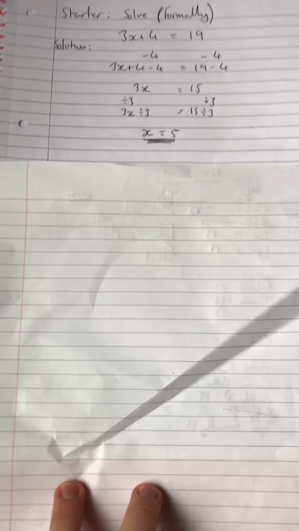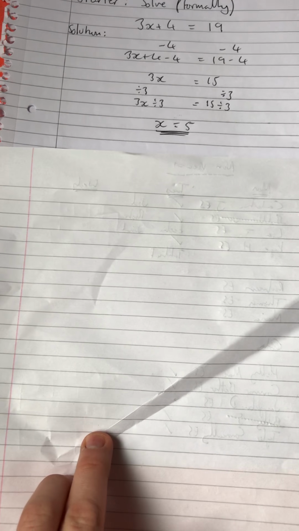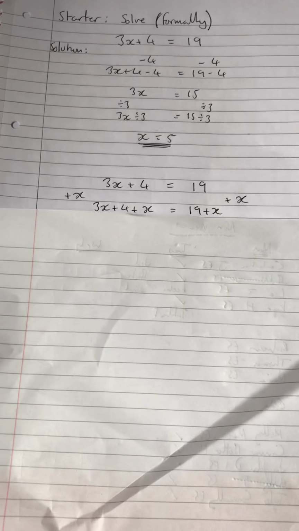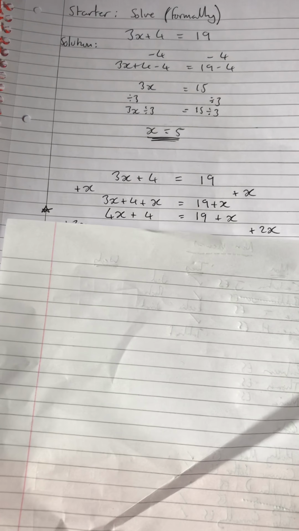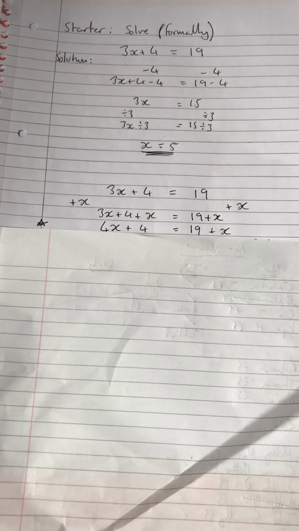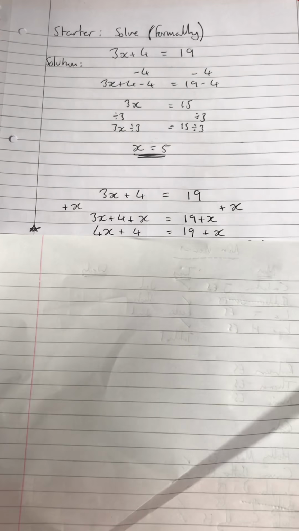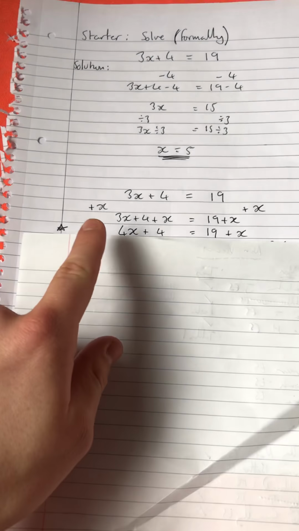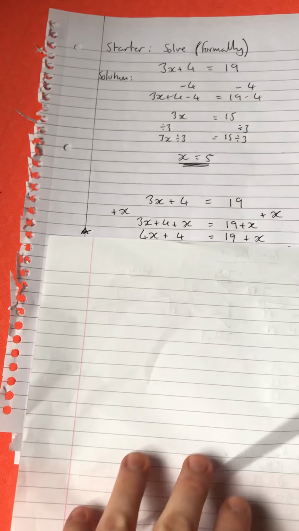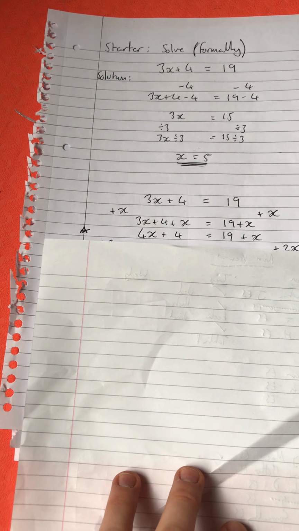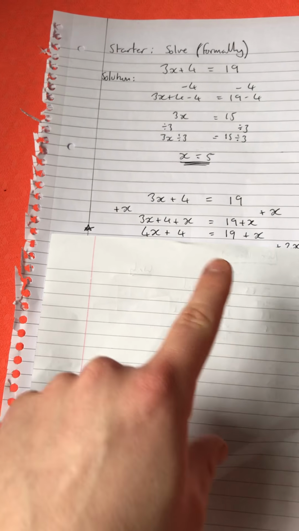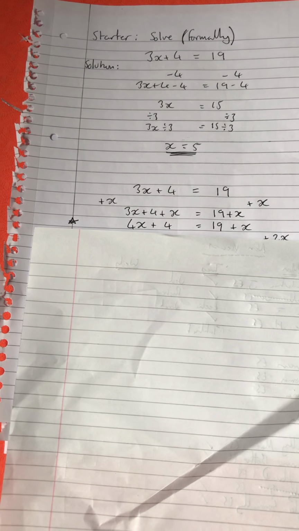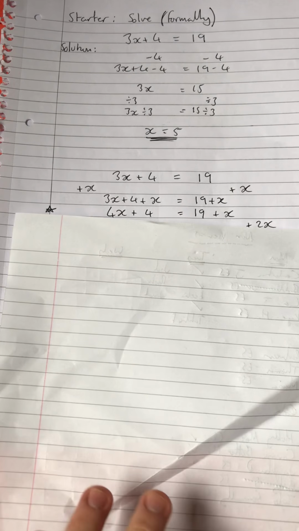So we're going to look at this, and remember that an equation will always remain equal as long as you do exactly the same thing to both sides of that equation. So here, we've got 3x plus 4 is equal to 19, which we know the solution to, x equals 5. I've added x to both sides of the equation, so I get 3x plus 4 plus x, and 19 plus x. I've tidied it up, and I've created another equation, 4x plus 4 is equal to 19 plus x. I've added x to both sides, so they are still equal to each other, okay?